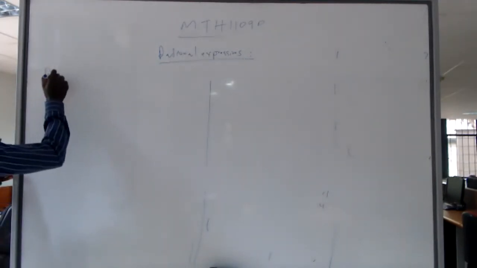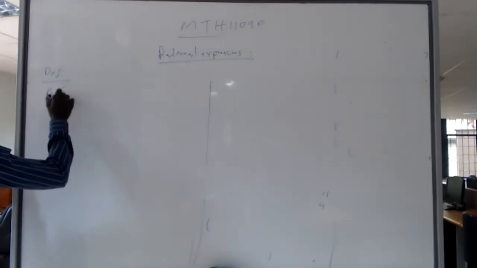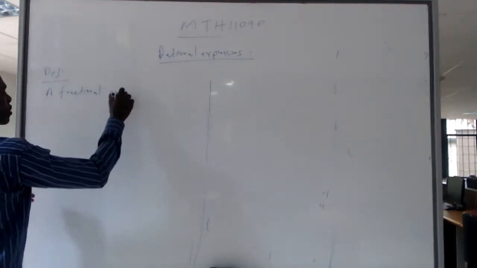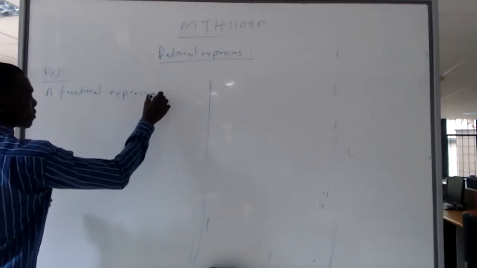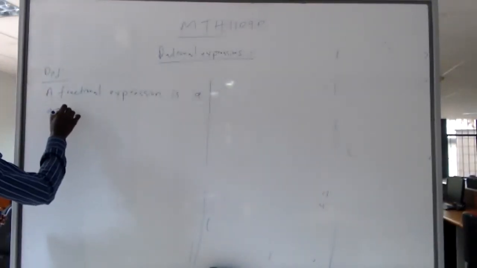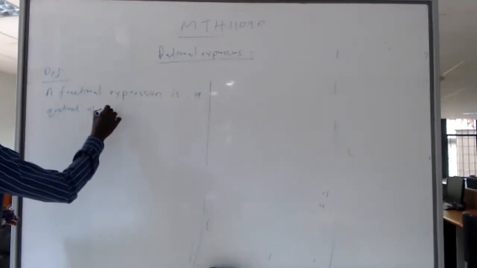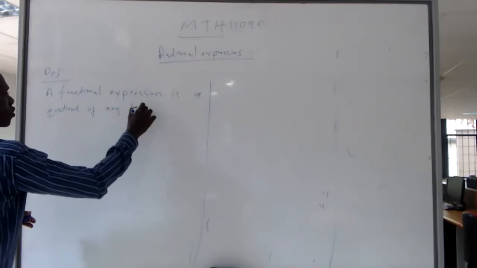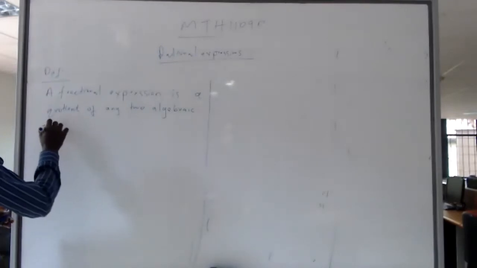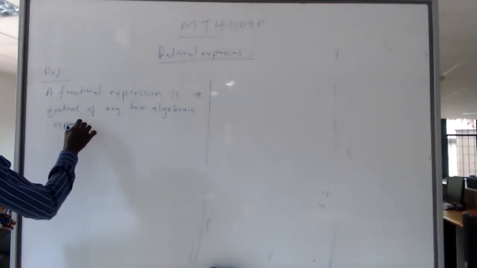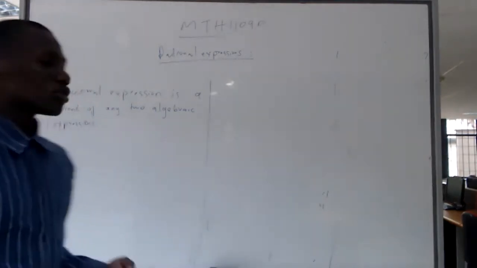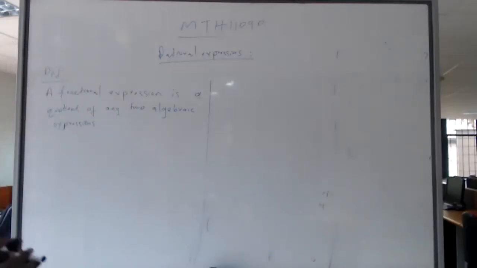So first definition. A fractional expression is a quotient of any two algebraic expressions. Any two algebraic expressions, where algebraic expressions in this case will involve unknown variables. So it could be the variable x, y, z, k.